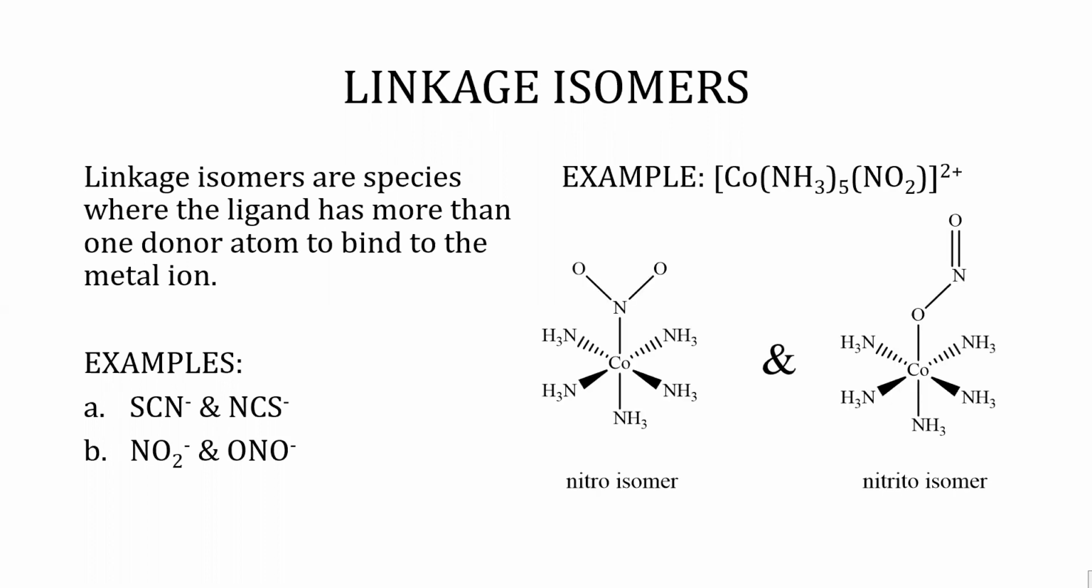To the right are a pair of linkage isomers whose formula is [Co(NH3)5NO2]2+, where the difference is the donor atom connected to the metal ion center. The left structure has the nitrogen atom in the NO2- ligand bind to the cobalt metal ion, and that is the nitro isomer. The right structure has the oxygen atom in the NO2- ligand bind to the cobalt metal ion, and that is the nitrito isomer.